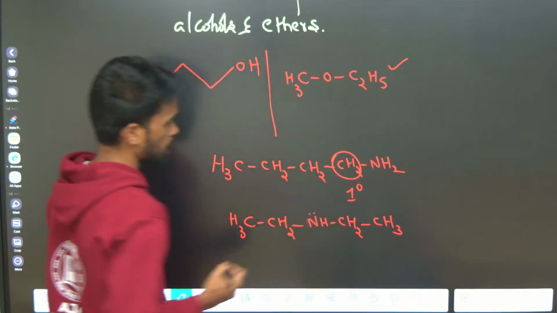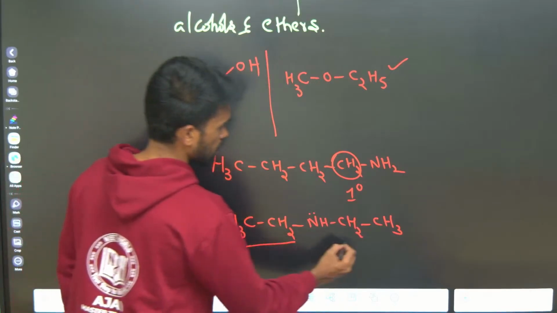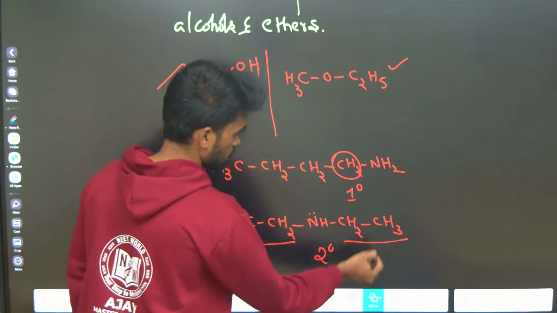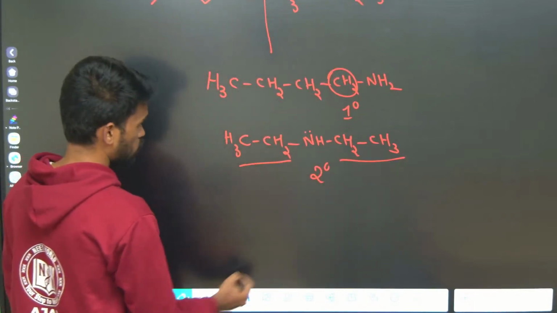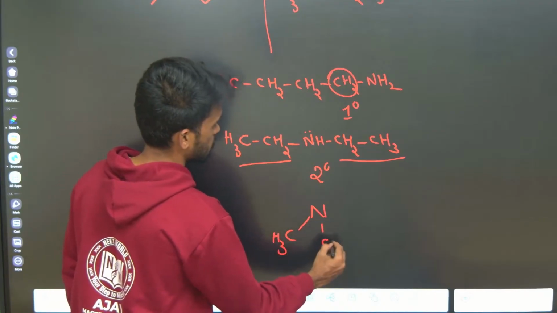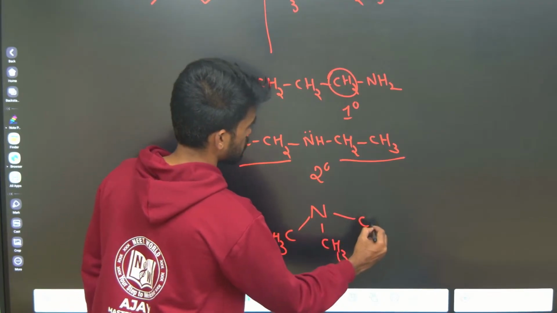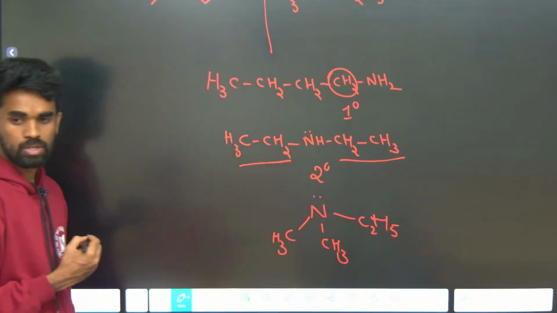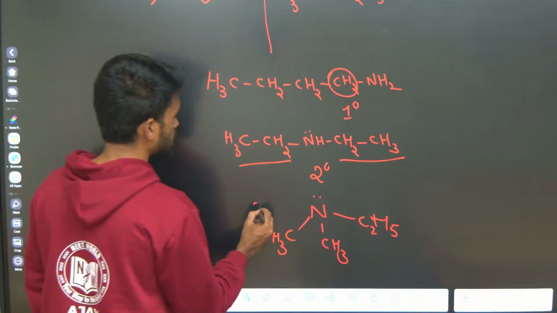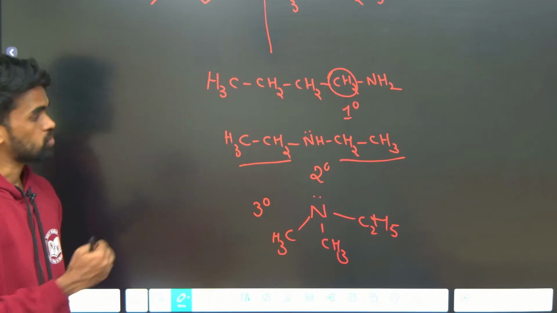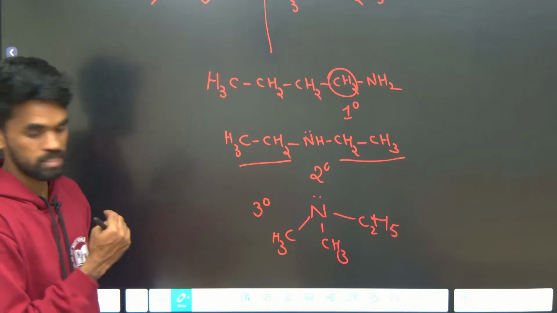Tell me here: ethyl, ethyl. Secondary, 2 alkyl groups attached. Now I am making it CH3, CH3, C2H5. How many carbons are attached to the nitrogen? 3, so it should be considered as tertiary. You got 3 different forms, so these are functional group isomers.